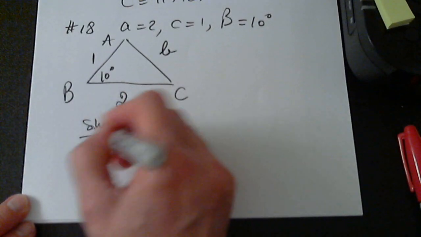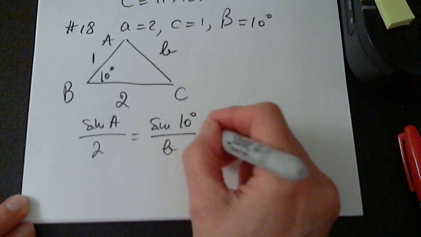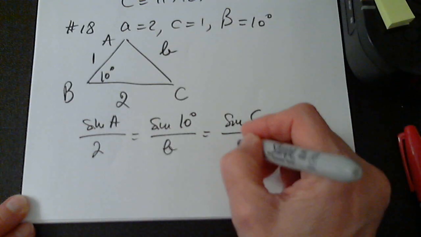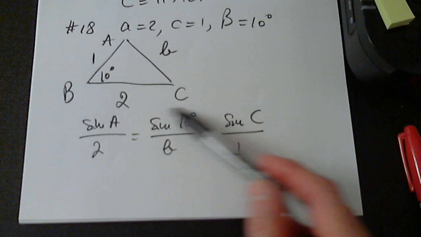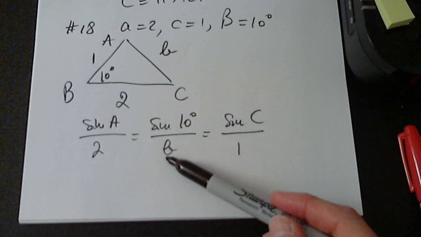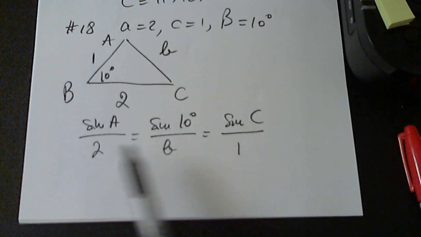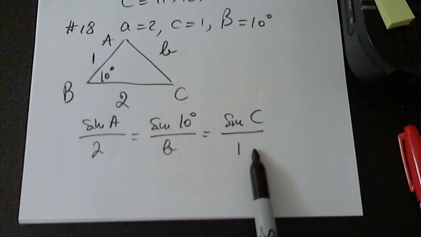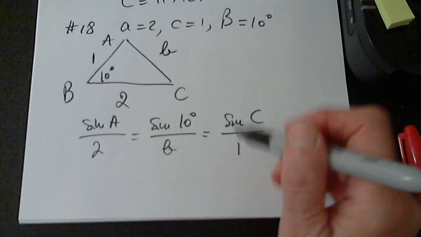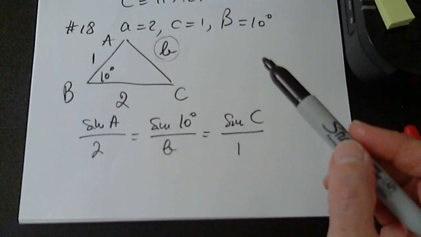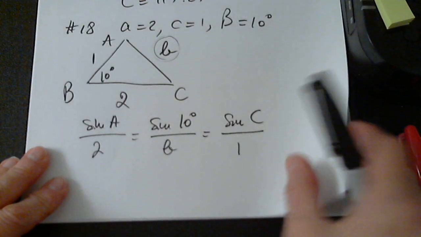So sine A divided by 2 equals sine 10 divided by unknown equals sine C divided by 1. As you see, in this proportion we have two unknowns. In this proportion, we also have two unknowns. In this proportion, we also have two unknowns. Correct. Very good point. So it will work, but not before we find lowercase b using law of cosines. Well done.